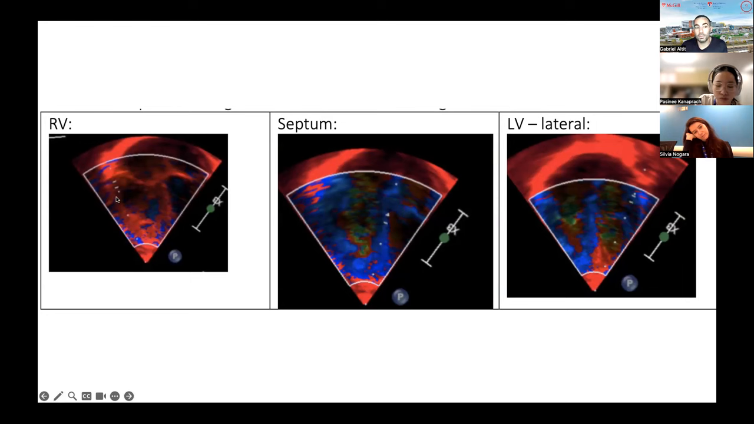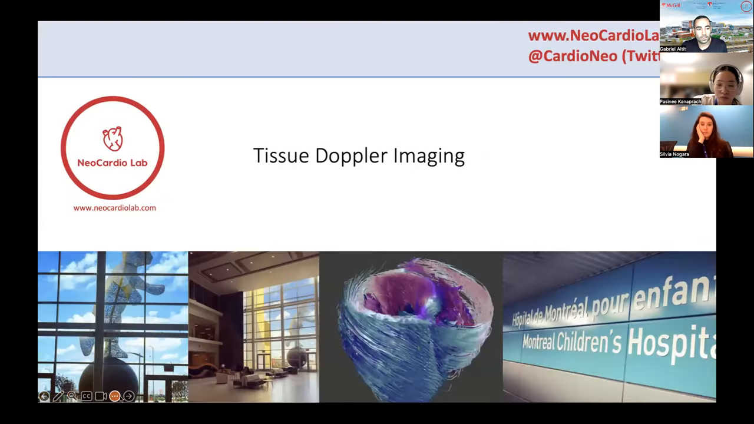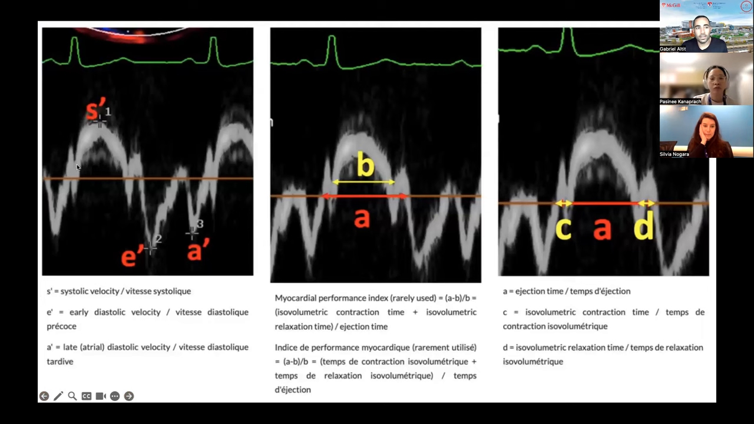And because it's a pulse wave Doppler, it's an instantaneous value of velocity. So if I go back, you get a systolic deflection. We can measure the peak of this systolic deflection. We call this the systolic wave, the systolic velocity. You can then also get an early myocardial relaxation velocity and a late myocardial relaxation velocity.